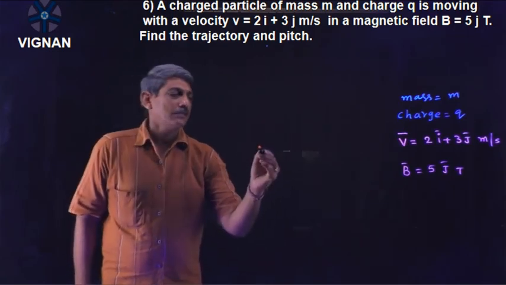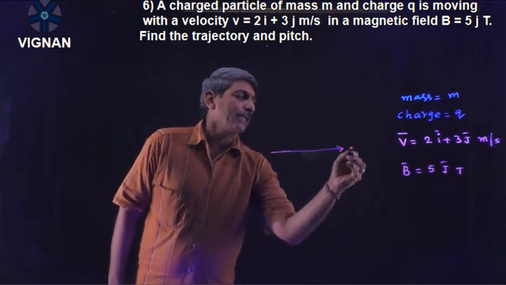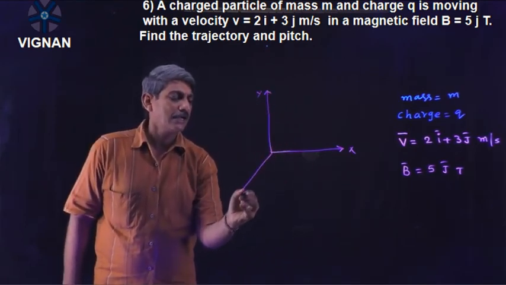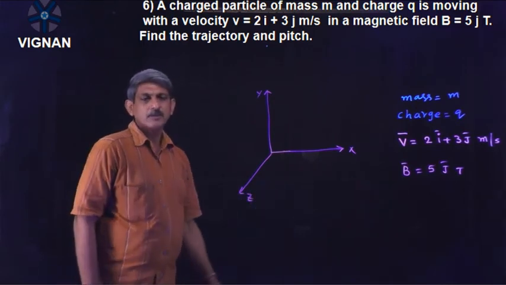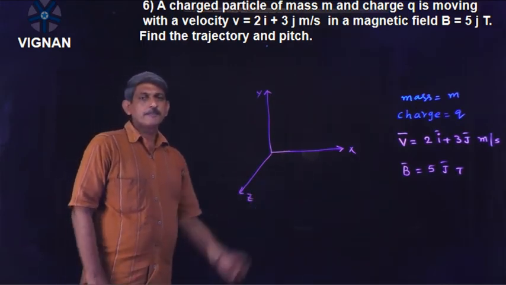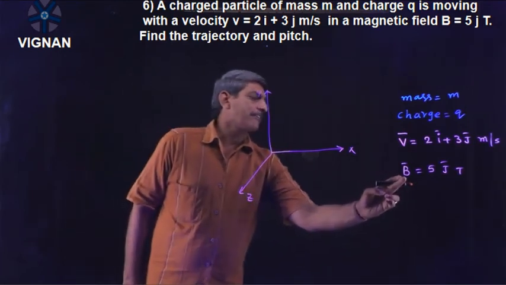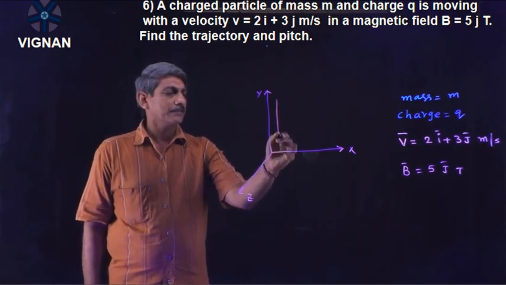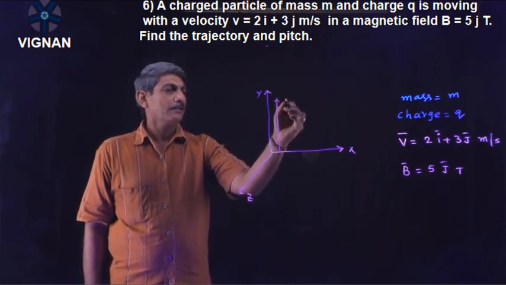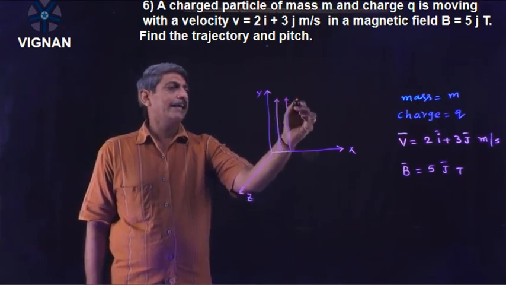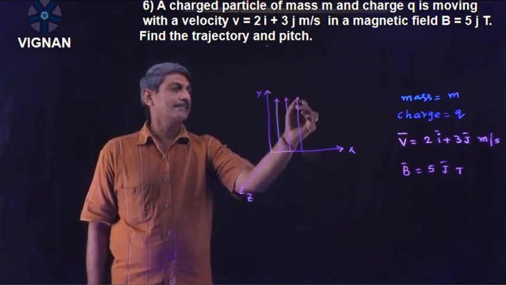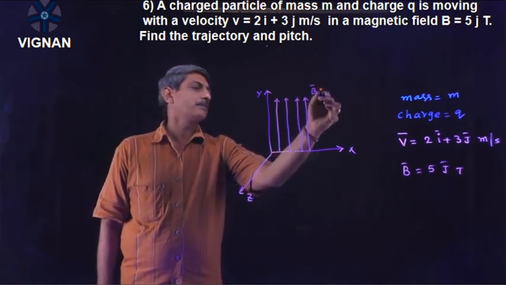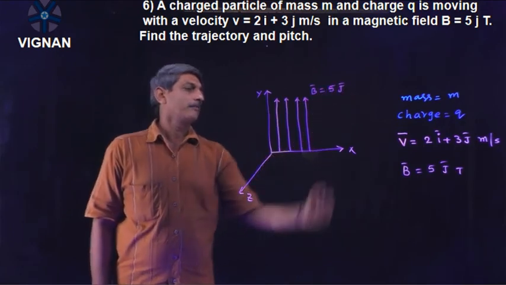Here, let this be the x-axis, let this be the y-axis, and let this be the z-axis, which are mutually perpendicular to one another. Here, the magnetic field is given by B bar = 5j bar. It means the magnetic field is directed in the direction of the positive y-axis like this. This is the direction of the magnetic field.